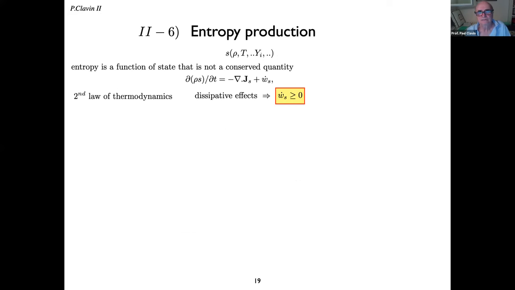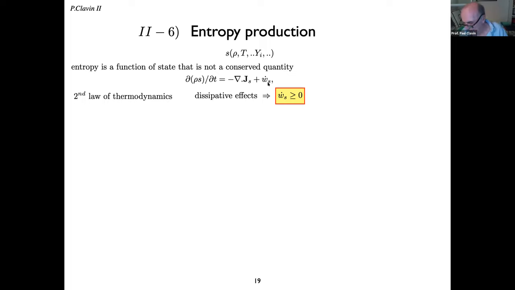So entropy is a thermodynamic quantity, a function which depends on density, temperature, and mass fraction. It is a function of state that is not a conserved quantity, as we will see. It will take the form of a local balance, this form here, with a flux and a production. And the second law of thermodynamics tells you that the production of entropy should be positive.